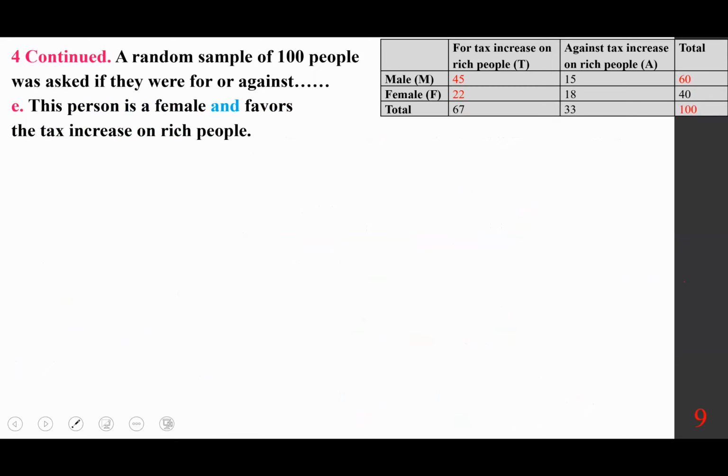We're going to continue with the same question in the next part. And again, we have the same table. This person is a female and favors the tax increase on rich people. First and foremost, the only time the sample space shrinks is when you have a given, you have a conditional probability. So no matter what, the denominator is still the total size of 100. And we are going to use the formula probability of F intersection T is N of F intersection T over N of S. So the denominator is 100.